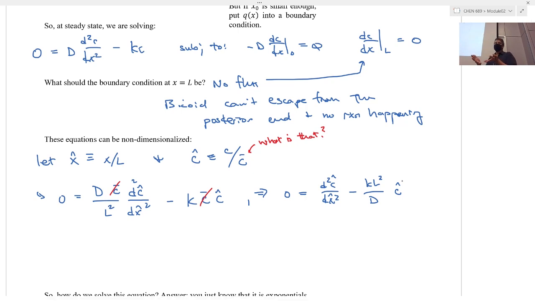Okay, question. Does anyone know what this grouping is? There's a name for it in chemical engineering circles, k L squared over d. Has anyone seen that before? It starts with a T, TH. It's the Thiele modulus. That's what it's called. So this is the Thiele modulus, and if you've had heterogeneous reaction engineering, you'll have seen it. This is phi squared. The Thiele modulus is phi, and this is the square of that.